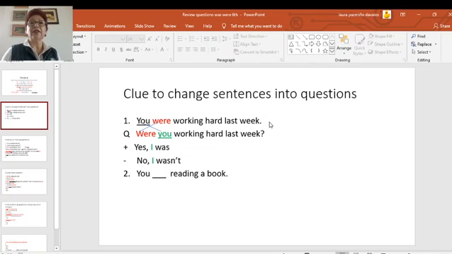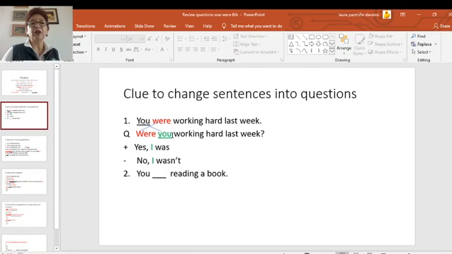Ok, ese es un statement. Ahora, ¿cómo le hicimos? ¿Cómo le transformamos a question? How do you change this statement into a question? Remember the clue? The X. So, you goes on the second, takes the second place, and where takes the first place. Just this. These two. Only these two.